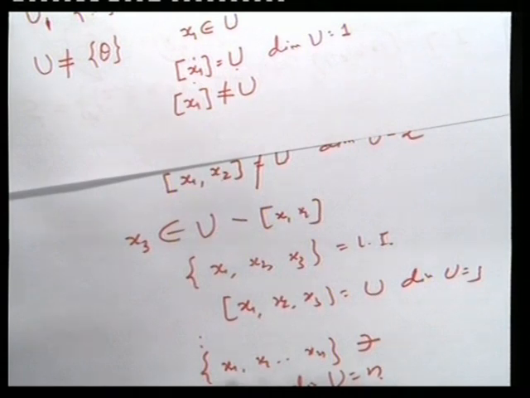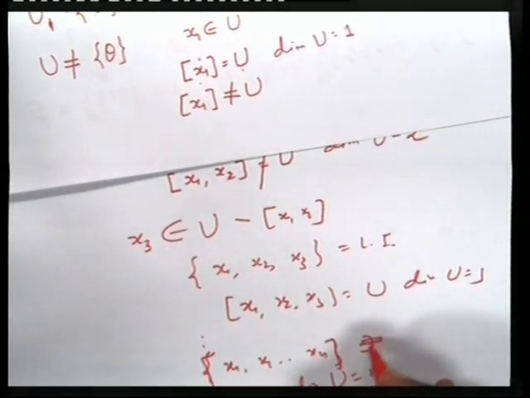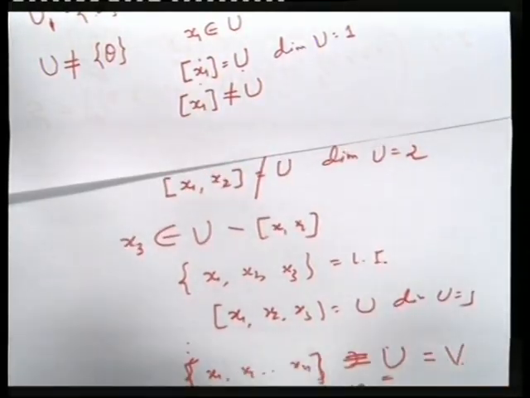And in that case, this span must be equal to U, because U is a subspace of V, and if x1, x2, up to xn can span the whole of V, then U will be equal to V. So if U is a subspace of V and U is equal to V, the dimension of U and the dimension of V will be the same. Otherwise, the dimension of U will always be less than the dimension of V.